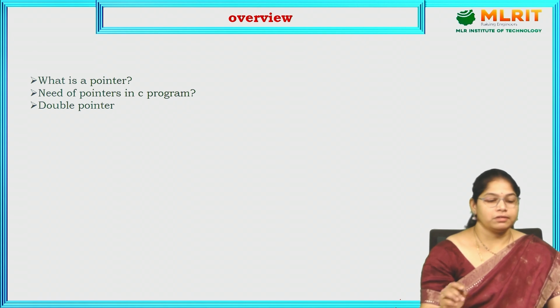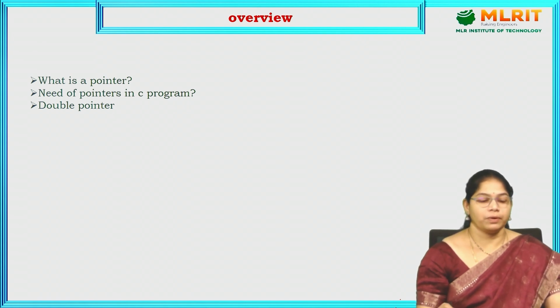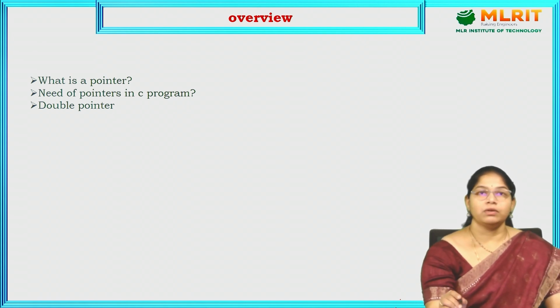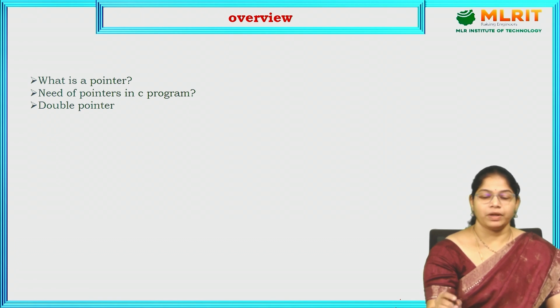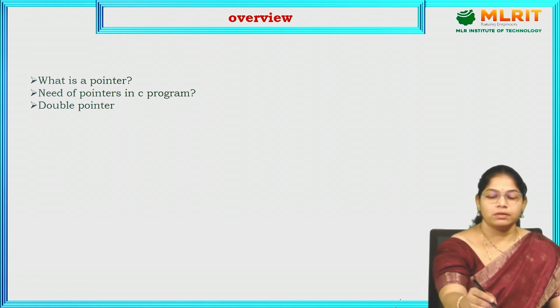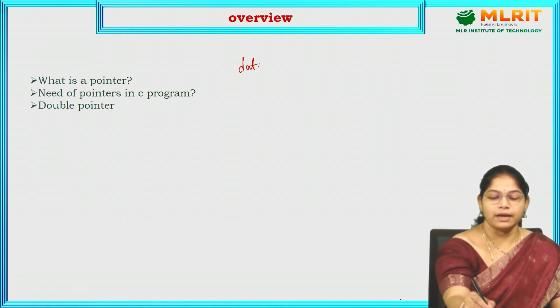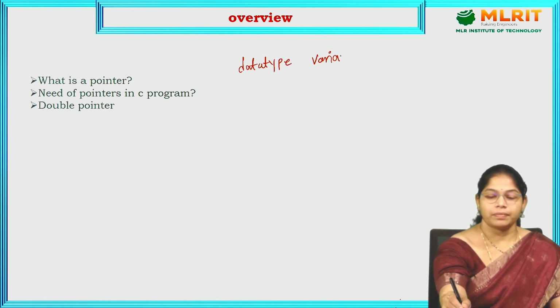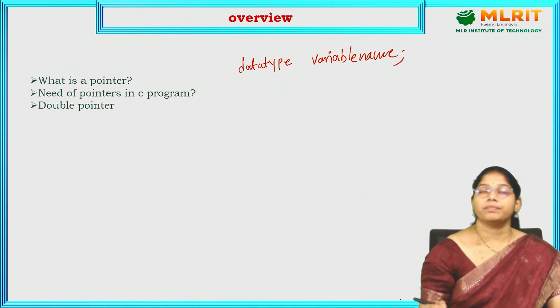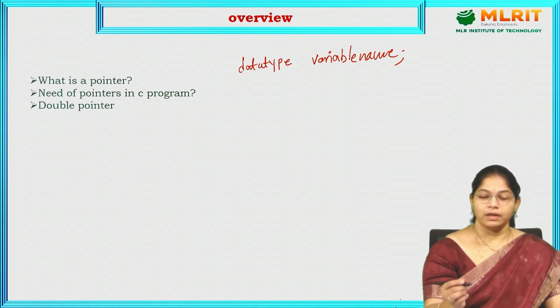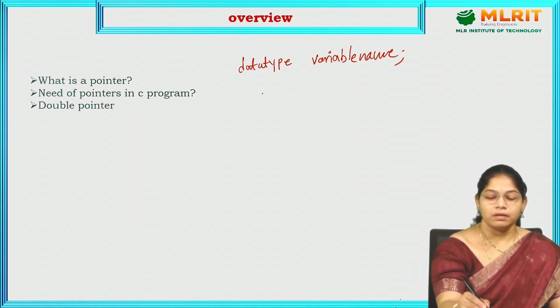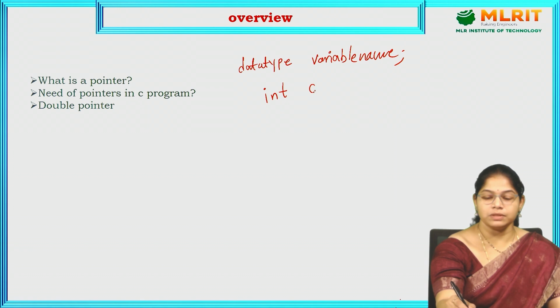Before discussing what a pointer is, we'll see how to declare a variable. How to declare a variable? To declare a variable, the syntax is data type, variable name. Here, I want to declare a variable of type integer, so int. Let us suppose the variable name is A.